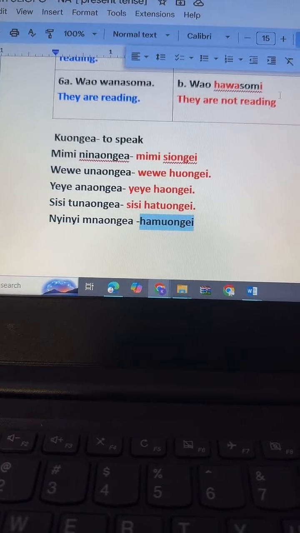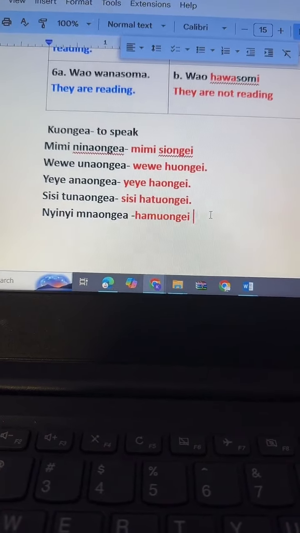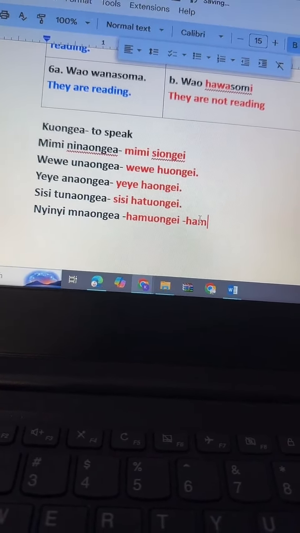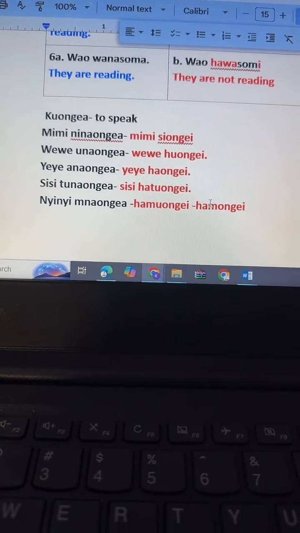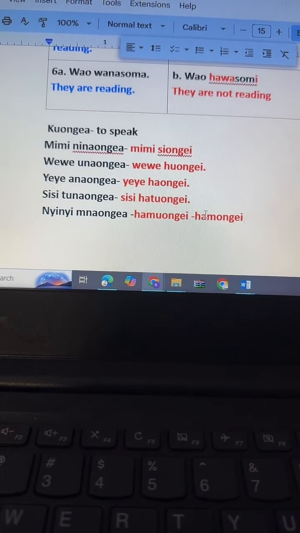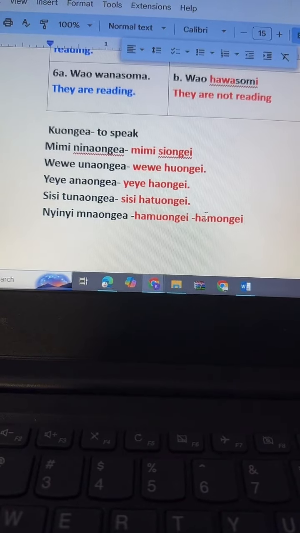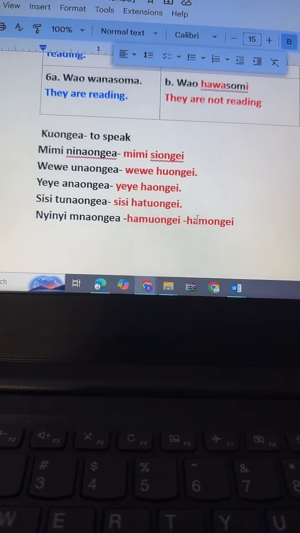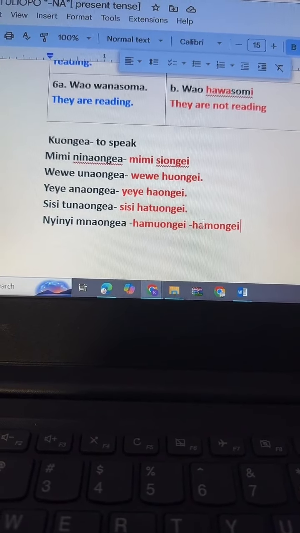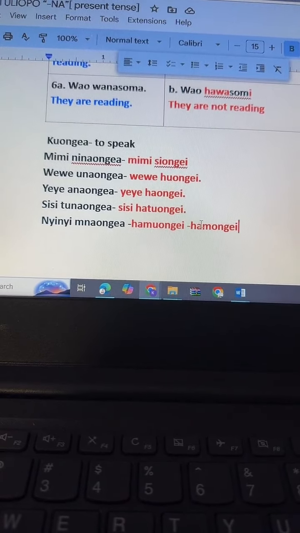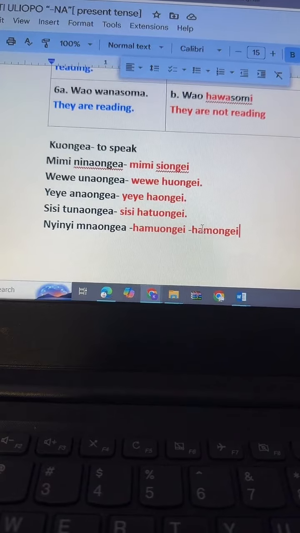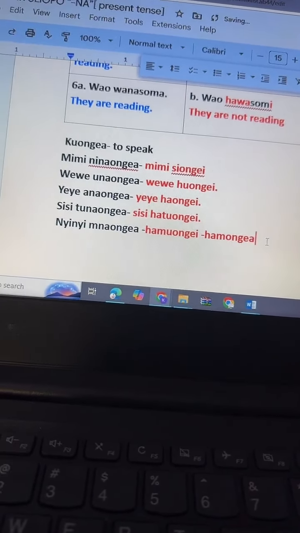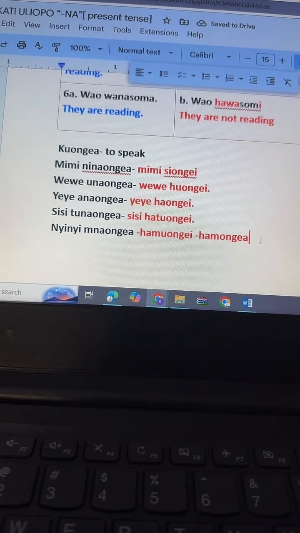I see your sentence, dada Zamzam, and I will write it so we can choose which one is correct. Okay. Hamuongei. No worries. We're just making negation. Dada Fancy says hamtuongei. Abdul, nyinyi hatuongei. Hapana. Jaribu tena. Sawa. Okay. Zamzam wrote this: hamongea. Okay.